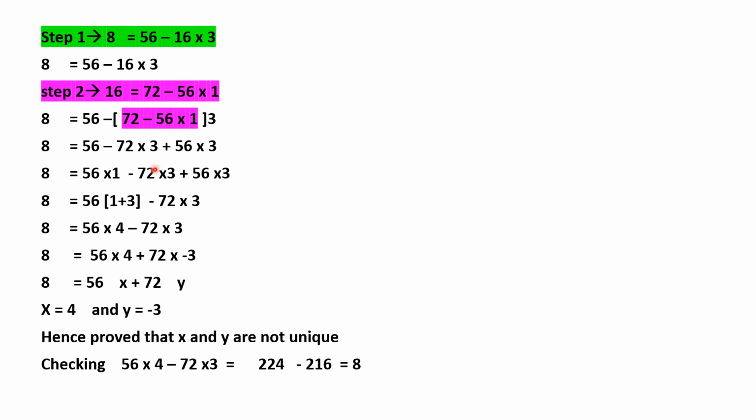So we can write 56 into 1 minus 72 into 3 plus 56 into 3. 56 into 1 plus 3, minus 72 into 3. This can be written as 56 into 4 minus 72 into 3. So 56 into 4 plus 72 into, if the minus goes with 3, it will become minus 3. So 56x plus 72y, x equal to 4, y equal to minus 3. Hence it is proved that x and y are not unique. You can check it also. 56 into 4 minus 72 into 3, 224 minus 216 equal to 8.